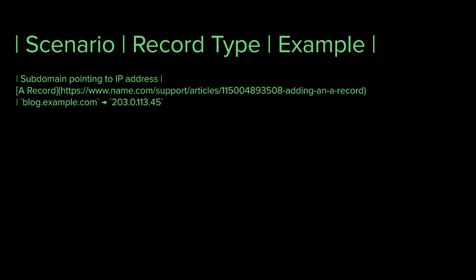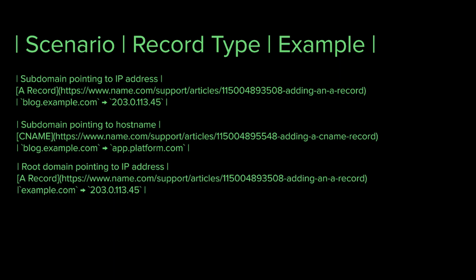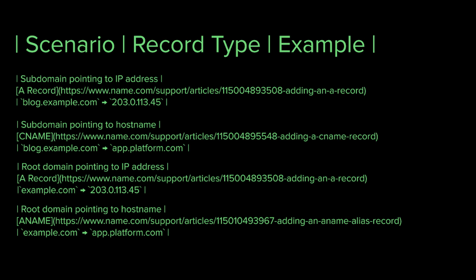To wrap up, here's the decision matrix for choosing the right record type. Subdomain to an IP, use an A record. Subdomain to a host name, use a CNAME. Root domain to an IP, use an A record. Root domain to a host name, use Name.com's A name.